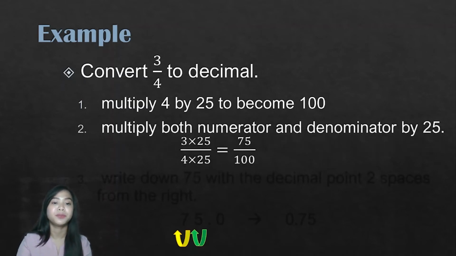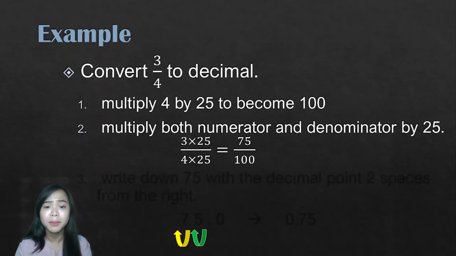Second step, multiply both numerator and denominator by 25. So we have 3/4 as our given fraction. 3 times 25 is equal to 75. And again, for our denominator, we have 4 times 25, which is equal to 100.